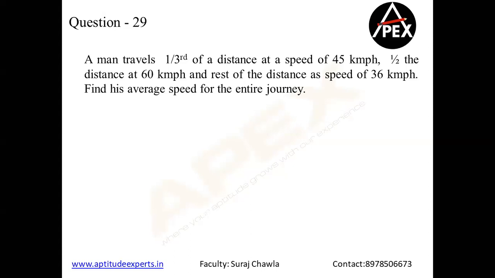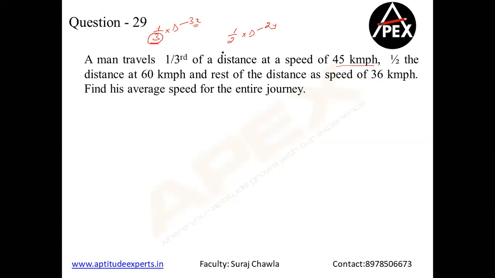Yep, so let's look at this question. It says a man travels one third of the distance at 45 kilometers per hour, half of the distance. So understand, I'm talking about one third of the distance. According to this, my distance should be a multiple of 3. Clear? And again, I'm talking about half the distance. So according to this, the distance should be a multiple of 2.